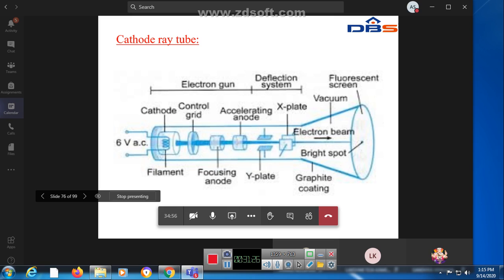The accelerating anode accelerates the speed of the electron beam. The focusing anode makes the electron beam focus on the fluorescent screen. The vertical deflection plates move the beam up and down, the horizontal deflection plates move it to and fro, and finally the electron beam is displayed on the fluorescent screen. This total is called the deflection system, and this total is called the electron gun. This is the operation of a CRT.